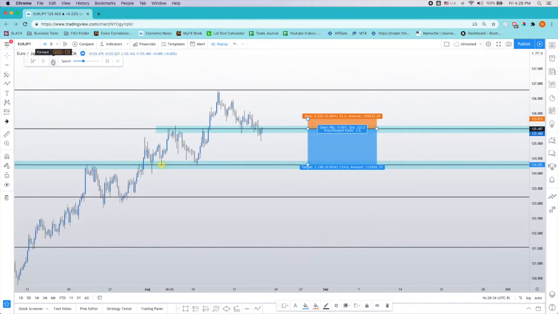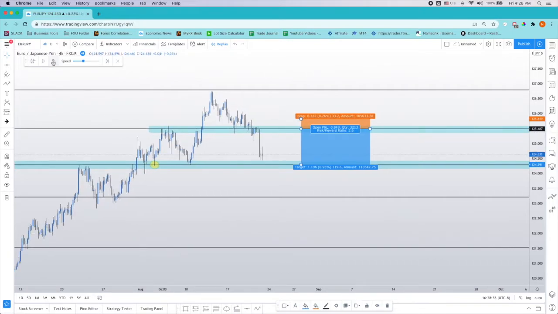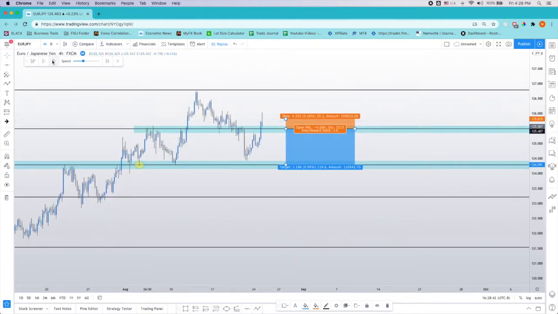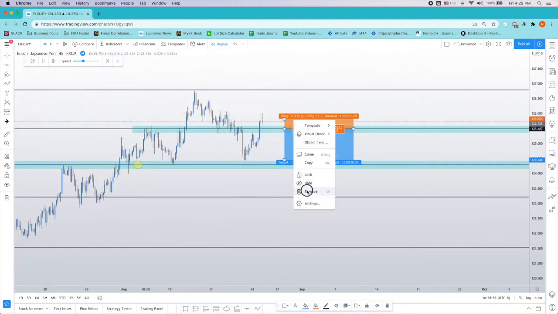Hopefully I am 2 for 2. Amazing. So didn't quite hit the TP, but I mean, we're looking at 103 pips. I probably would have taken it at 100 pips just to be safe, but again, this is amazing, right? That was the break and retest in real time.